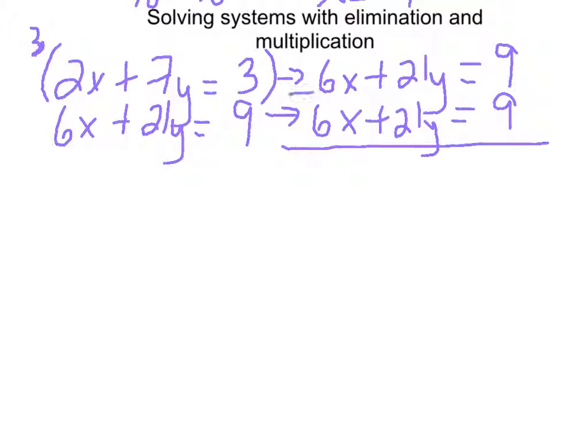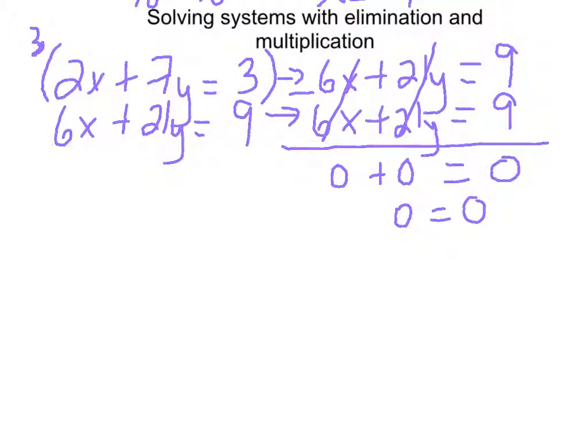I'm going to subtract. 6x minus 6x goes away. 21y minus 21y. Ooh, that goes away also. And looky here, 9 minus 9 gives me 0. So yes, it feels really strange. Did I do something wrong? Absolutely not. My x's and y's both went away, so all my variables disappeared. I ended up with 0 equals 0.